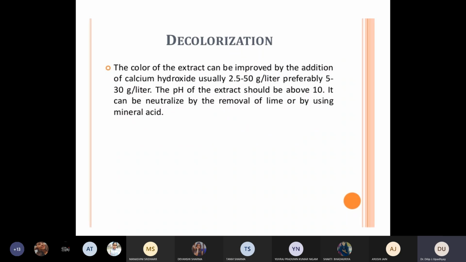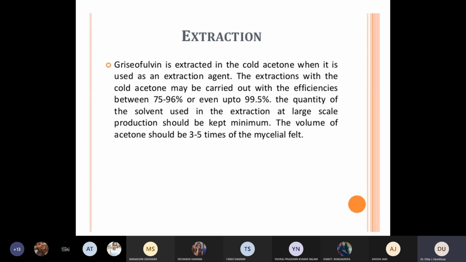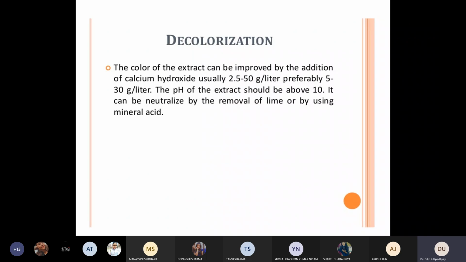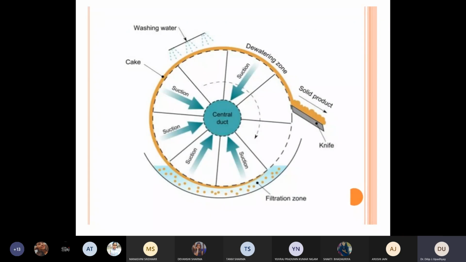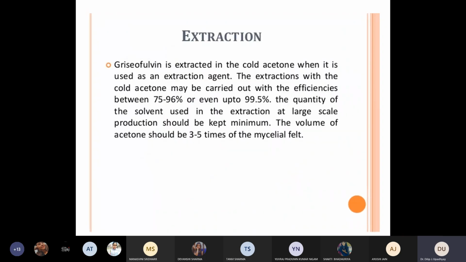So the first thing you try to remove is the unwanted color, with calcium hydroxide, preferably 30 milligram per liter. This is important. I think you will have to understand this is specific to griseofulvin. Does anyone have any question till here? I think you should definitely understand this part and then go ahead.